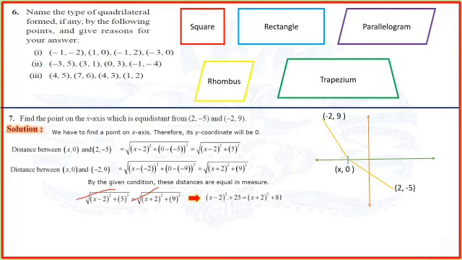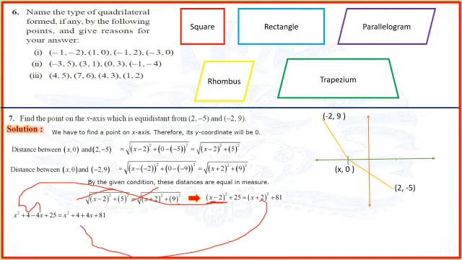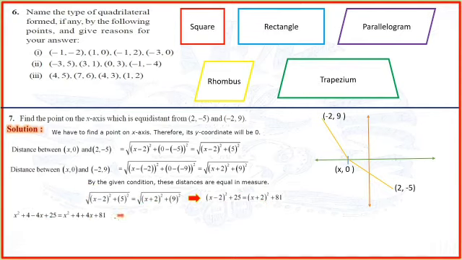So (x - 2) whole square plus 5 square, 25, and (x + 2) whole square plus 9 square, 81. Now (a - b) whole square is a square plus b square minus 2ab. Similarly, (a + b) whole square is a square plus b square plus 2ab, and then plus 81 and then plus 25 on the respective sides as it is.